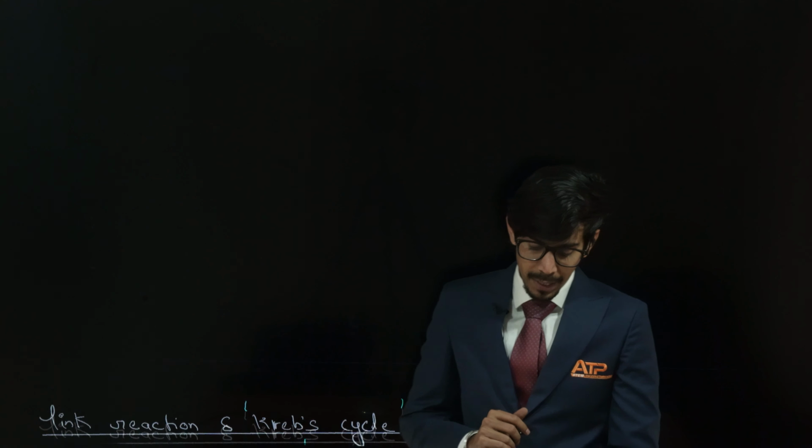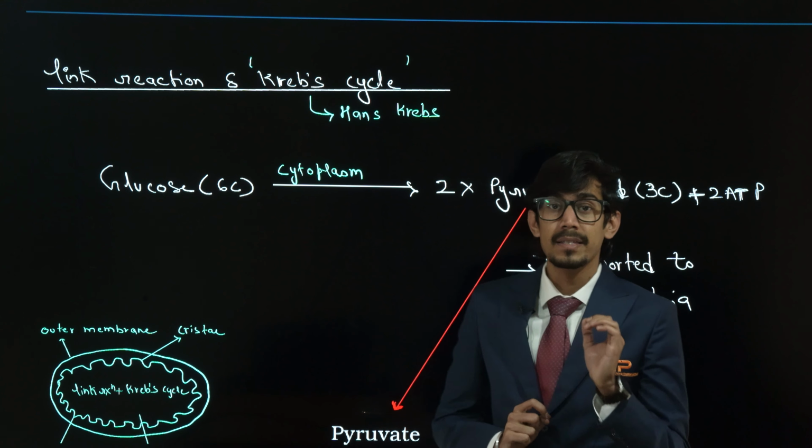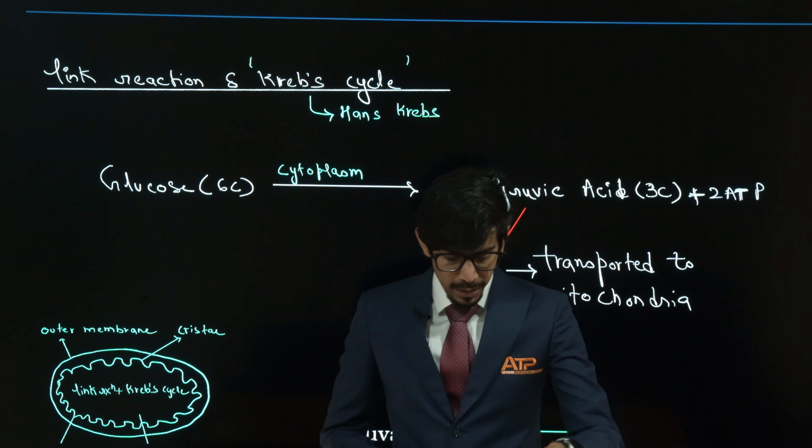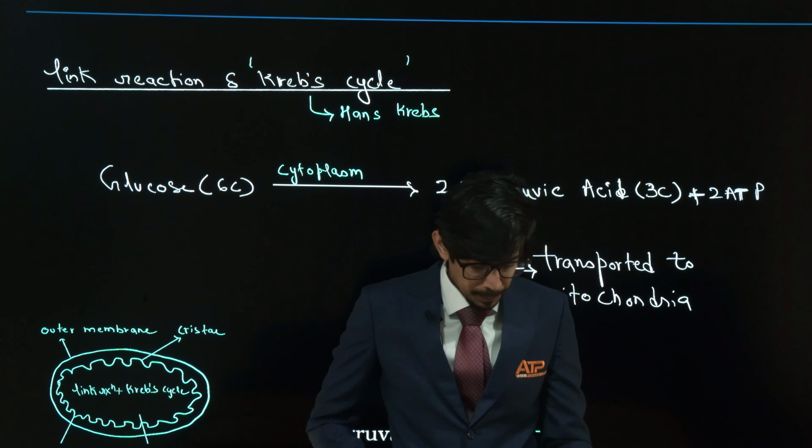So here in today's video, we will talk about the Krebs cycle. Now, if you remember, in glycolysis, we saw that from one glucose molecule, two molecules of pyruvic acid are formed, and we also have a net gain of 2 ATP. And that process was taking place in the what? Cytoplasm. Right?